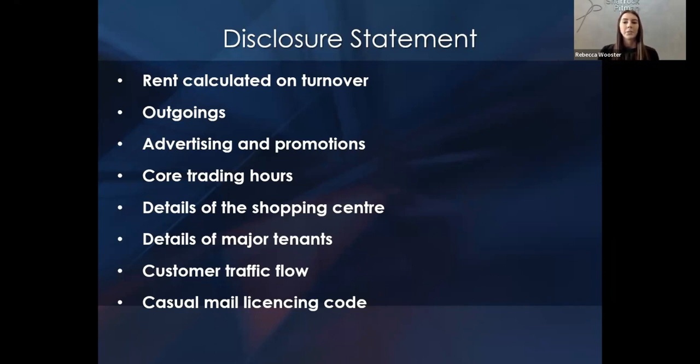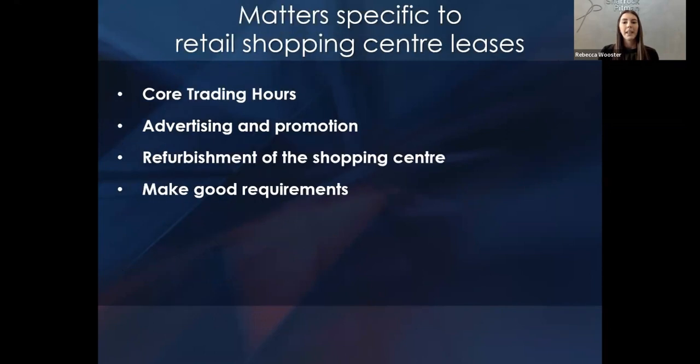You need to include the floor plan showing the tenancy mix and disclose whether the landlord assures the tenant that the mix will not be altered by the introduction of competitors. Another disclosure for customer traffic flow information, if that is collected by the shopping centre, and whether the casual mall licensing code of practice is adhered to for the common areas. And the appropriate form is in Schedule 2 of the Act, and it should be provided in accordance with the Act just to ensure the validity of the lease itself. And then there are quite a few matters that are specific to retail shopping centre leases that should be considered.